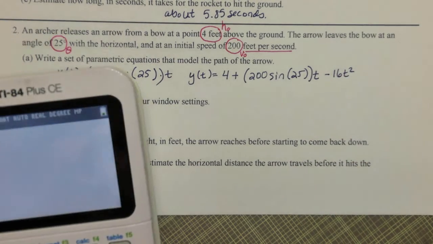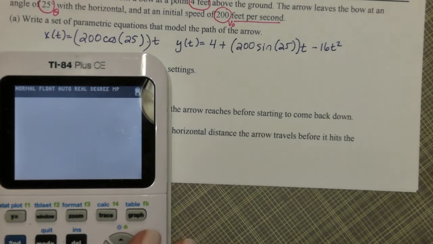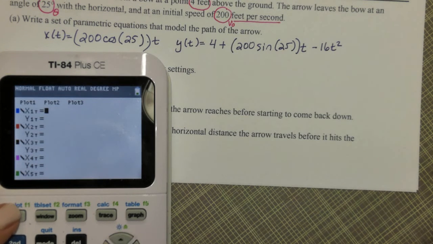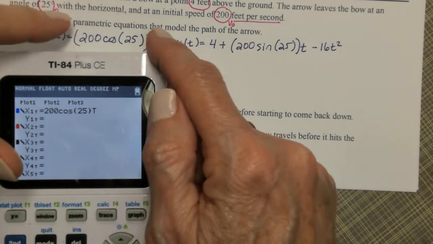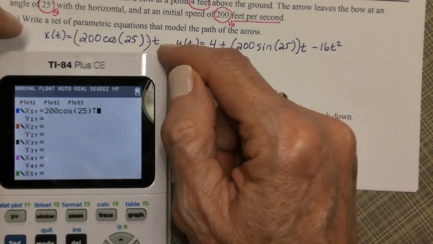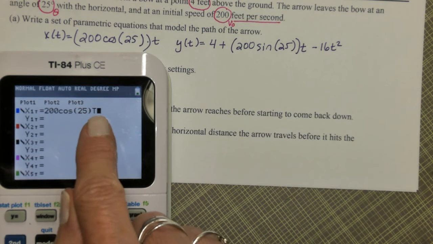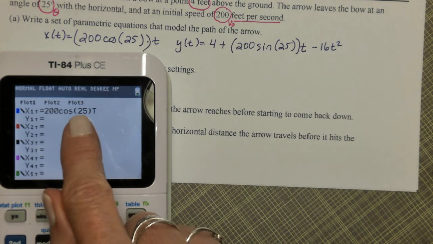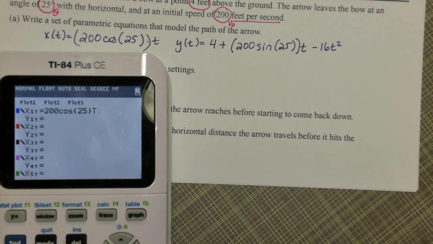So those are going into my calculator. I'm going to put these in. Clear what's there. Okay, 200 cosine of 25. I'm going to close the parentheses on the 25 and then just put the t. When you put it in your calculator, you don't have to have those parentheses there. Okay, that t will not be part of the cosine because it's outside of the argument. And then our height plus 200 sine of 25, close parentheses on the argument, and then multiply by t, minus 16t squared.